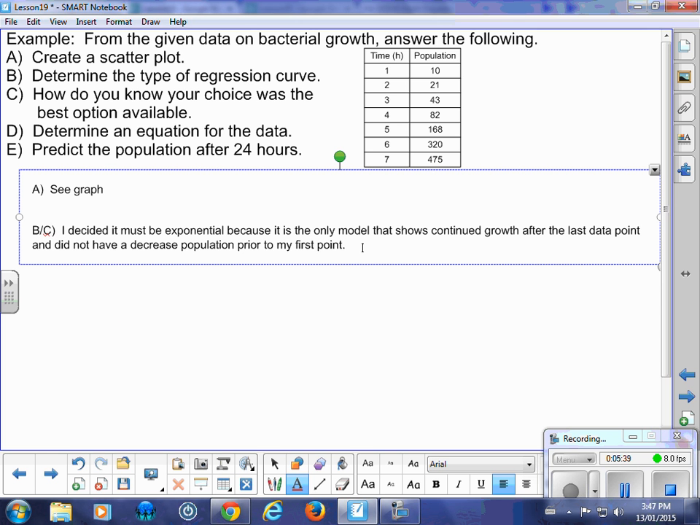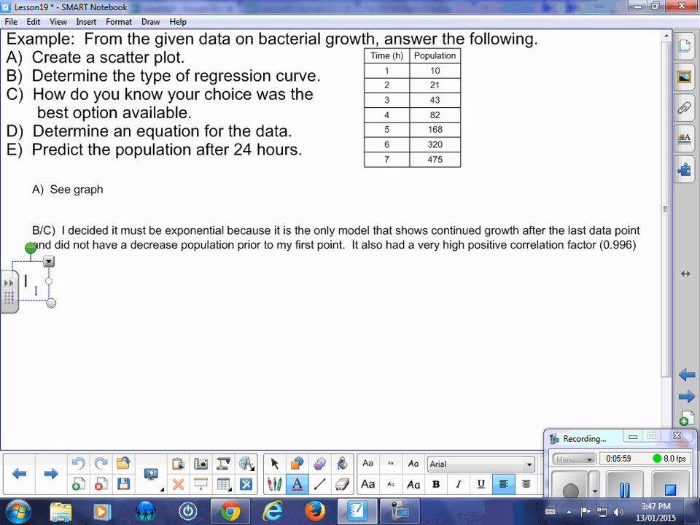It also had a very high correlation factor, so positive correlation factor. All right, and that was 0.96. All right, so D, determine the equation.